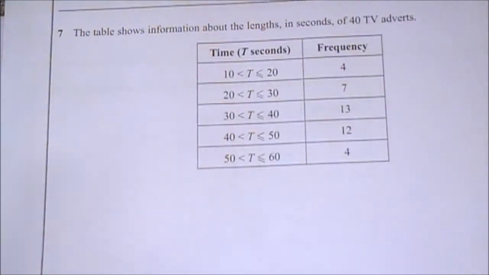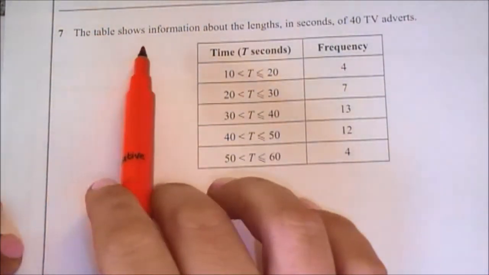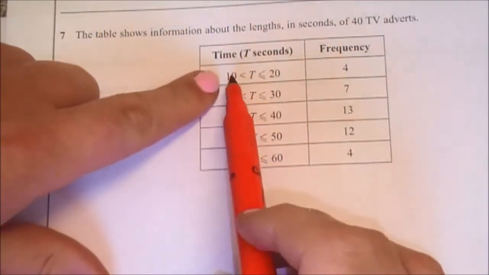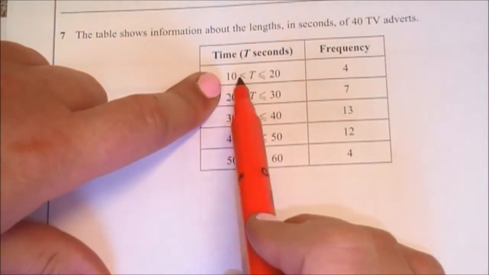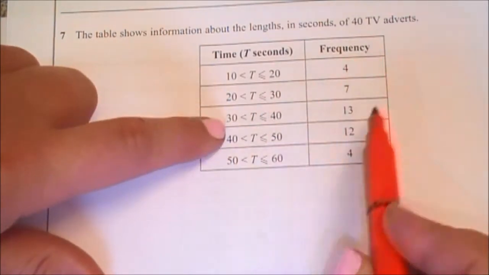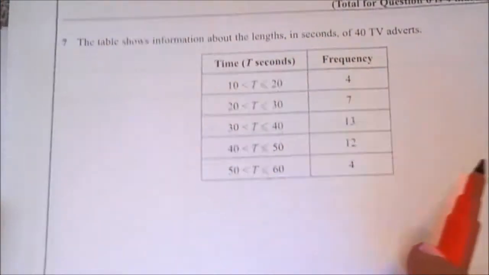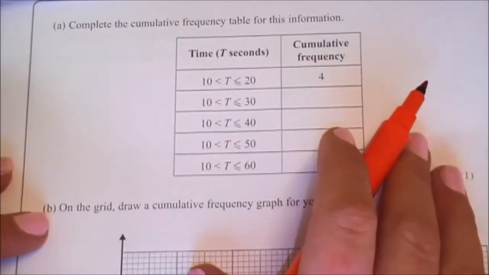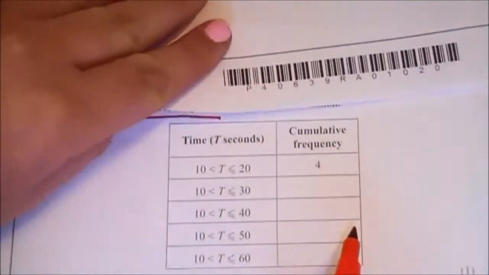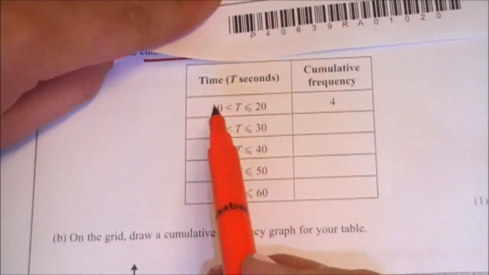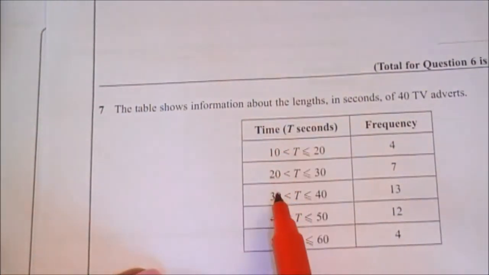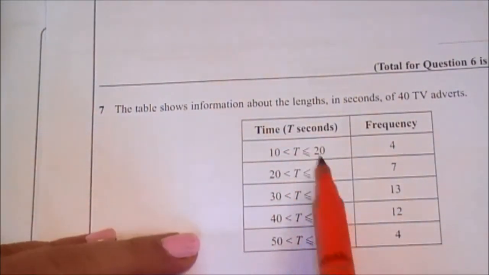Question 7 is cumulative frequency. The table shows information about the lengths in seconds of 40 TV ads, and there they are. There were 4 ads that are between 10 and 20 seconds long, 7 ads between 20 and 30, 13 ads between 30 and 40, and so on. Question A asks you to complete the cumulative frequency table for this information. The difference in these two tables is that the cumulative frequency always goes from 10, whereas the normal frequency table went from all the different times.